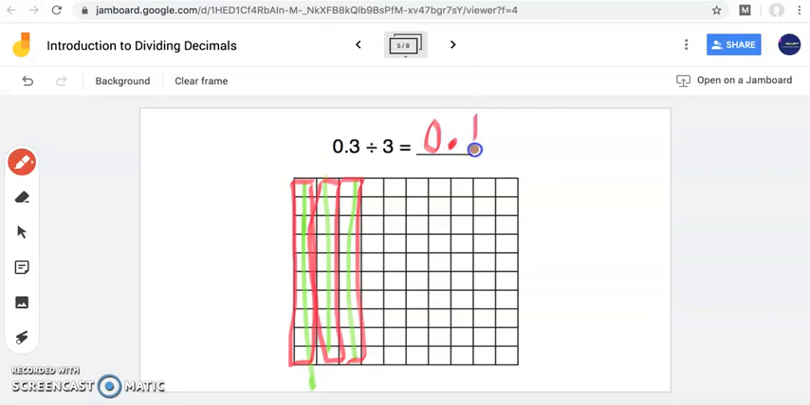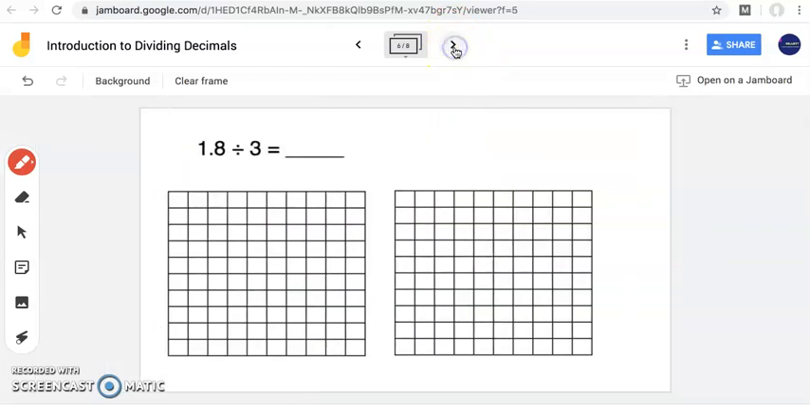Now, again, some of you might say, well, 3 divided by 3 is 1. You are correct. However, in this situation, we have 3/10 divided by 3, giving us an answer of 1/10. Now, some of you might be recognizing a pattern here, but remember, use the visual model to help you solve this and help you discover this pattern.